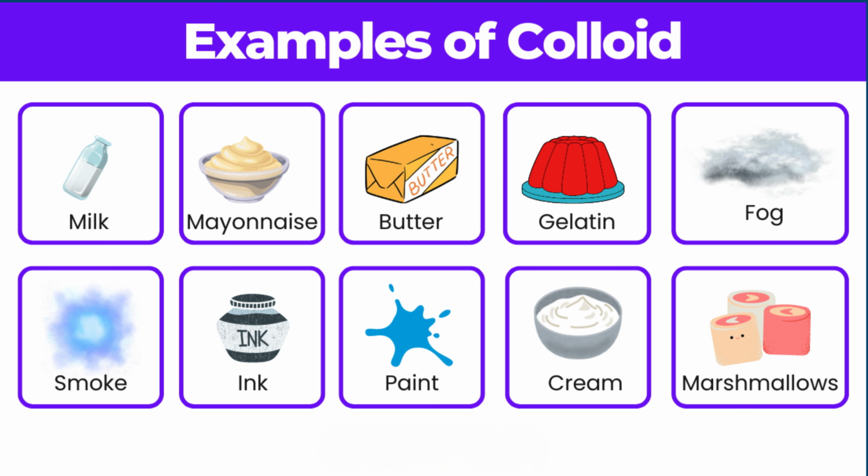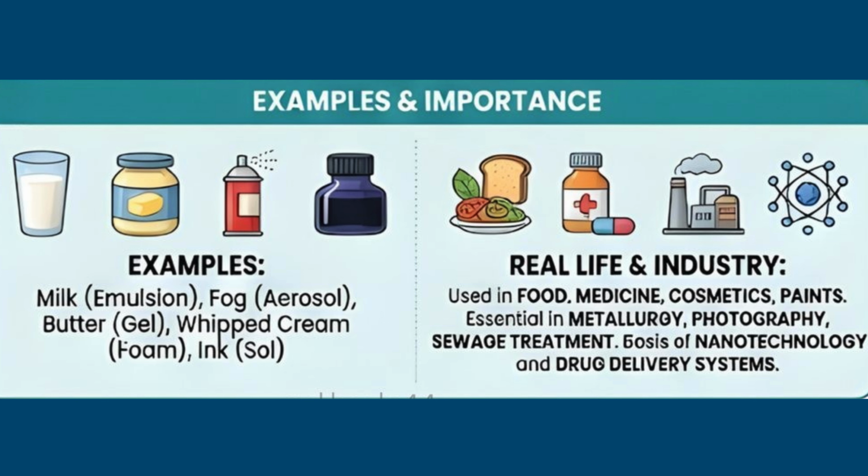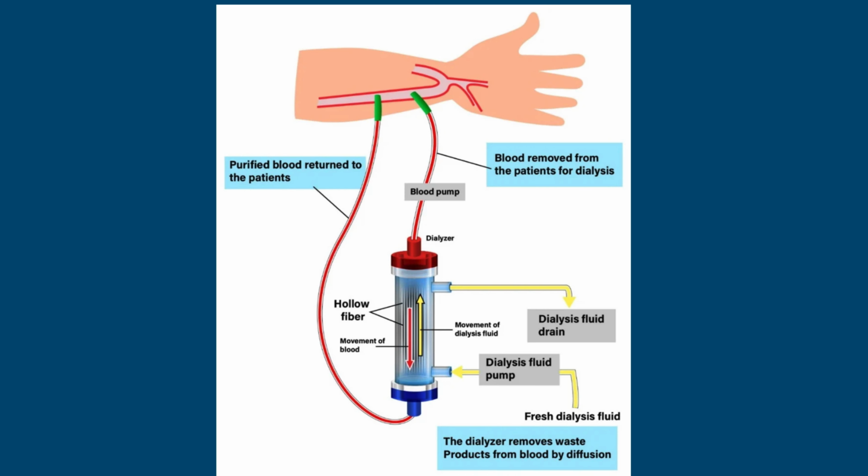In medicine and pharmaceuticals, colloidal systems improve the delivery and absorption of drugs. Emulsions, suspensions, and colloidal nanoparticles are commonly used in therapeutic formulations and vaccines. Artificial kidney dialysis systems also rely on colloidal principles to separate waste products from blood through semi-permeable membranes.